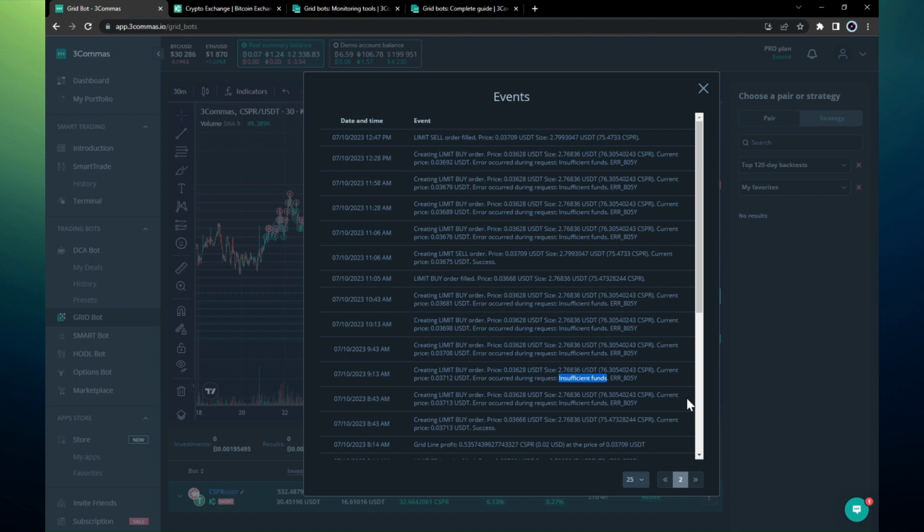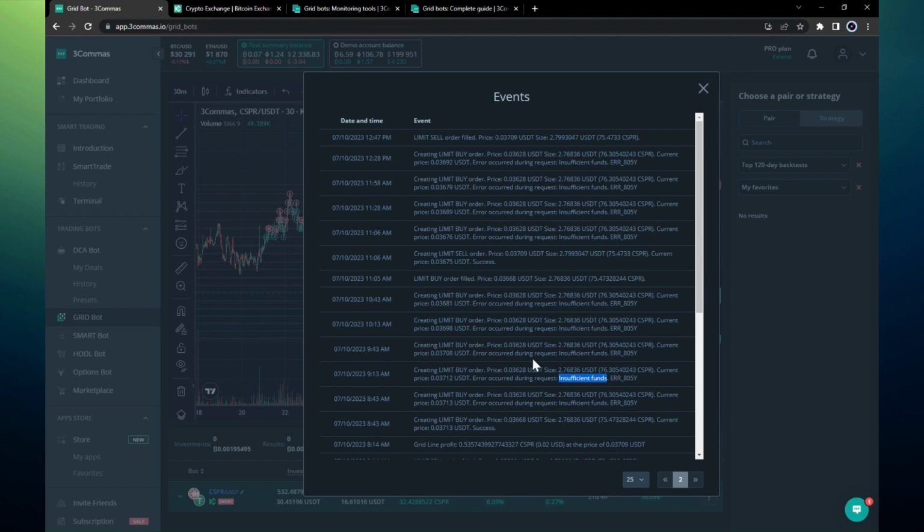And I was really confused because it appeared to me that I have enough funds, and I started the grid with not 100%, but like 95% of the funds. So I was really confused. Why would I suddenly have less and less funds? And the explanation is the following.